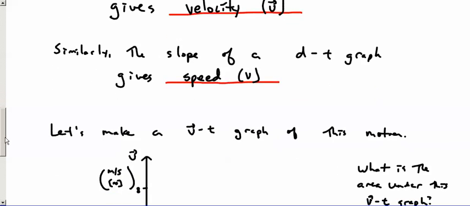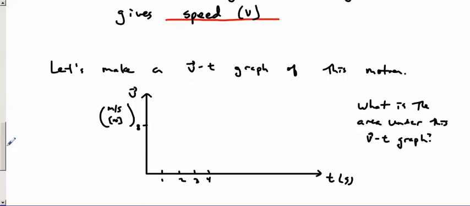So now let's make a VT graph of this motion. The velocity at 1 second was 8. At 2 seconds it was still 8. At 3 seconds it was still 8. At 4 seconds it was still 8. It is a straight line.